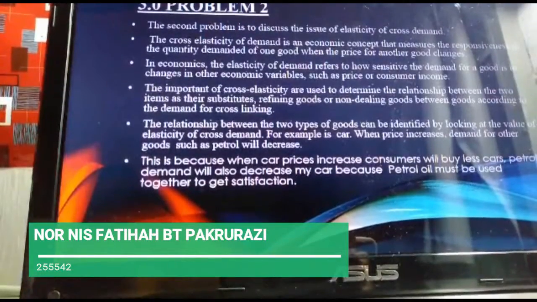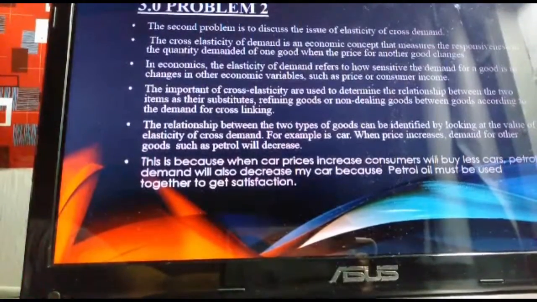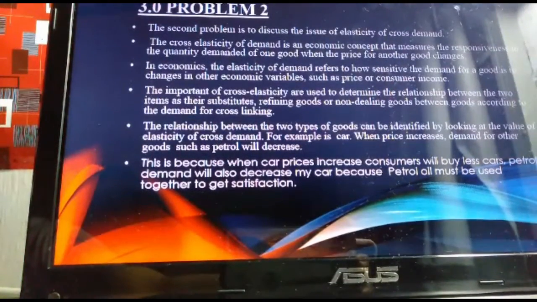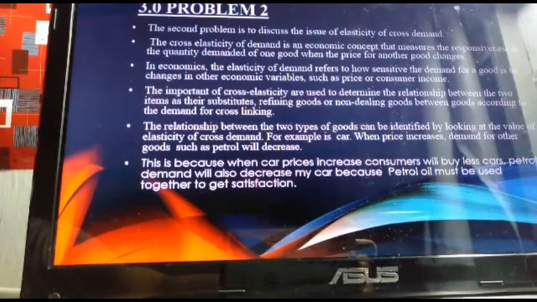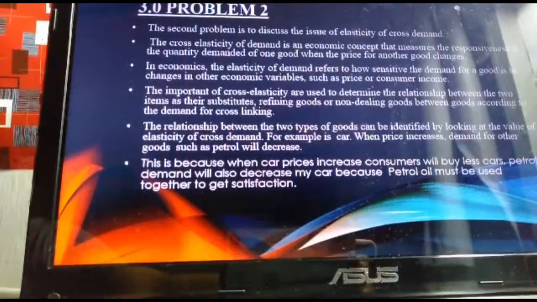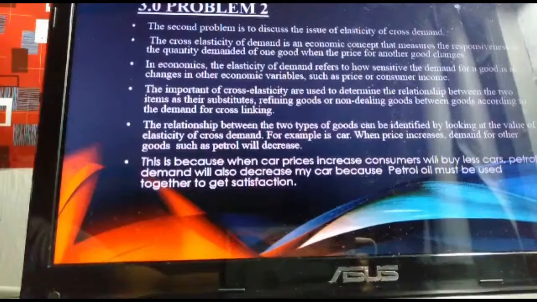Okay, I will continue with problem 2. Problem 2 is the second issue to discuss, the cross elasticity of demand. The cross elasticity of demand is an economic concept that measures the responsiveness in the quantity demanded of one good when the price of another good changes. In economics, elasticity of demand refers to how sensitive the demand for a good is to changes in other economic variables such as price or consumer income.